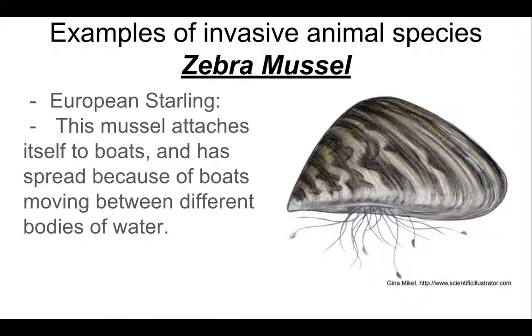And our next one is the zebra mussel. This mussel attaches itself to boats and has spread because of boats moving between different bodies of water. One of the websites I was researching showed a picture of these mussels actually attacking a crab, a lobster, and different varieties of species, which definitely affects the ecosystem.